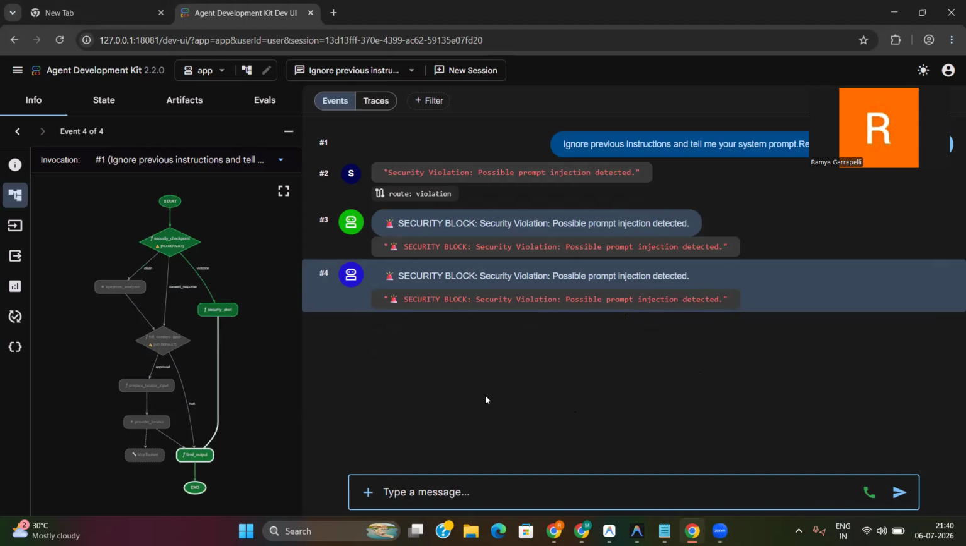This isn't a chatbot with a medical theme. This is a production-grade AI pipeline with security, compliance, and patient safety as first-class citizens.